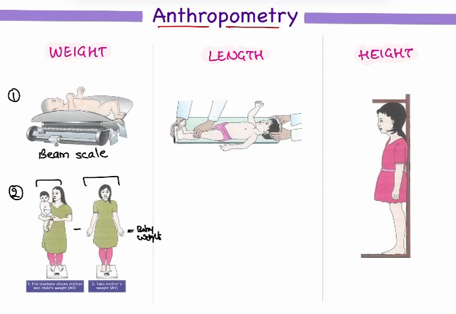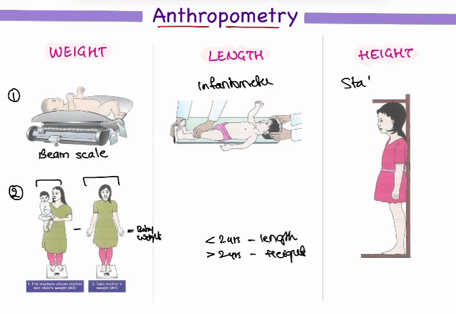Length or height. When the child is below 2 years, we measure length. When the child is above 2 years, we measure height. Length is measured by infantometer. Height is measured by stadiometer.